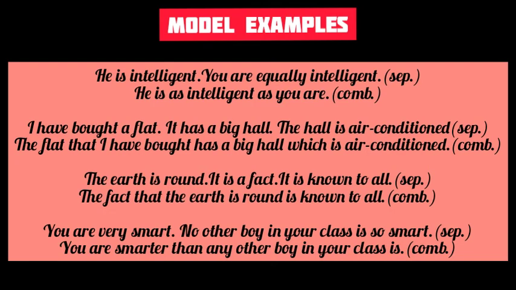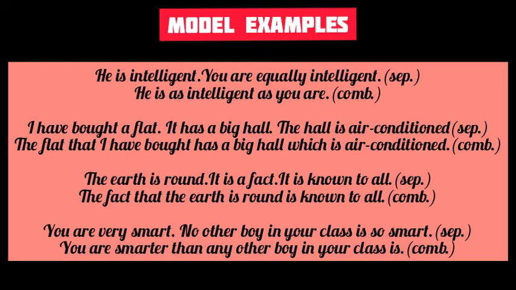Now let's study some more examples of simple sentences being combined into a complex sentence. He is intelligent and you are equally intelligent are the two simple sentences showing a relation of comparison. So we are using the subordinating pair conjunction as in the complex sentence: he is as intelligent as you are.